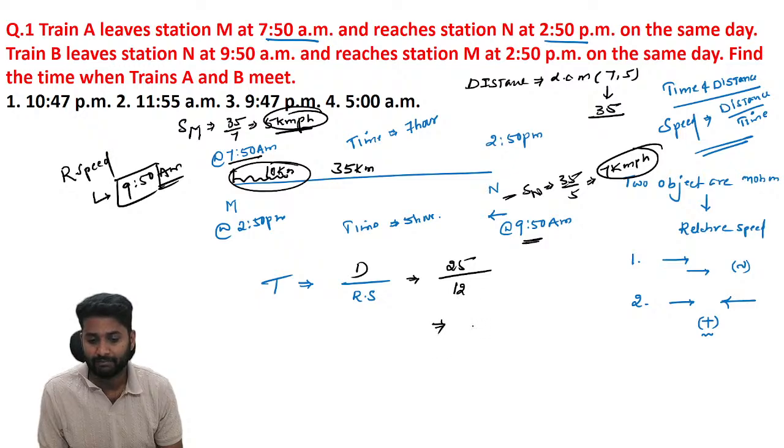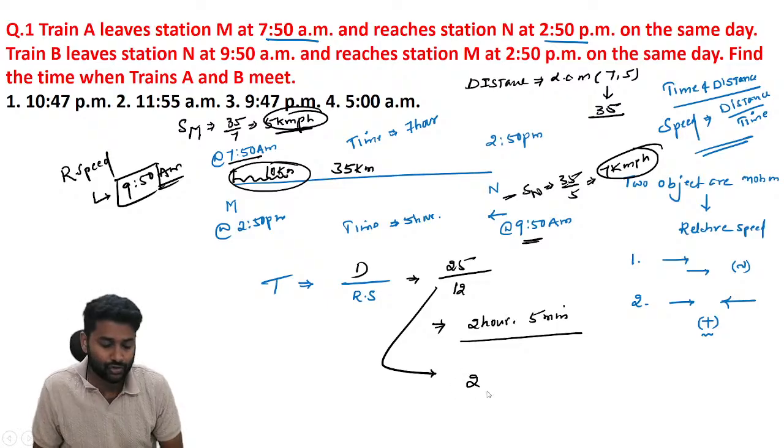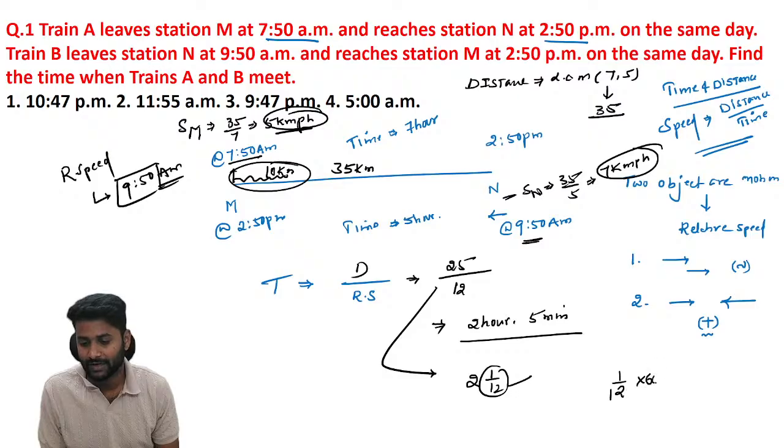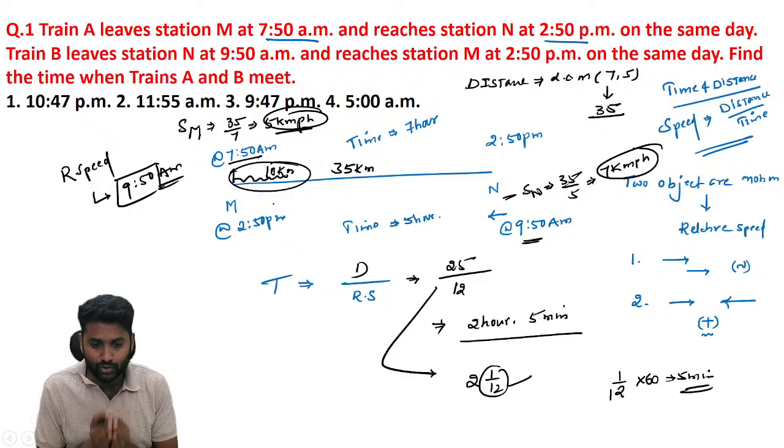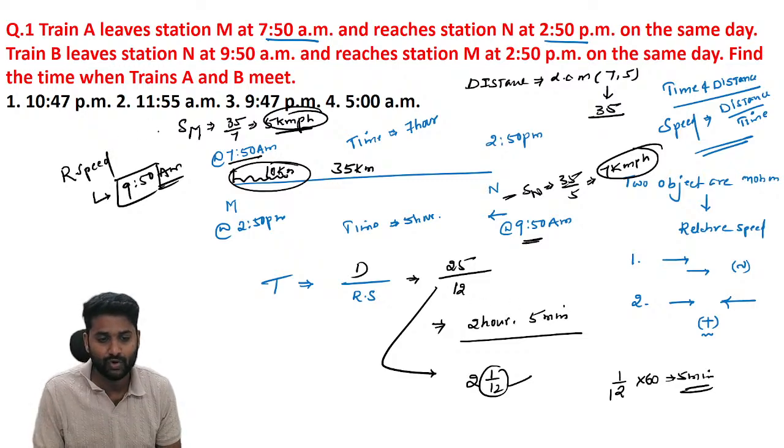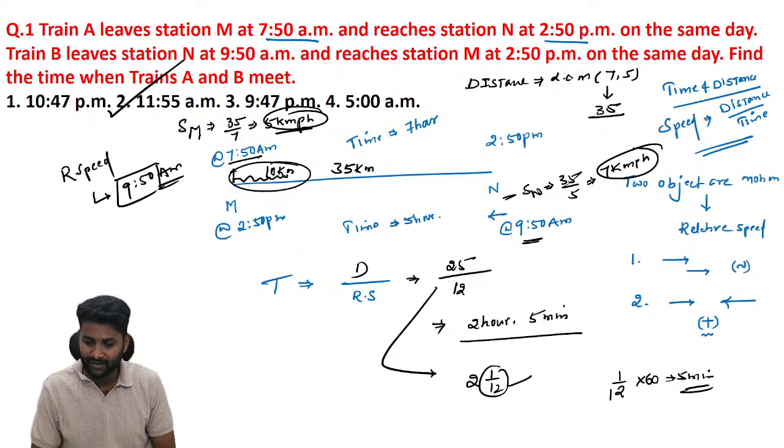For the 25 kilometers, it takes exactly 2 hours 5 minutes. How do you get 2 hours 5 minutes? 12 into 2 is 24, and the remainder is 1 by 12. 1/12 of an hour, that is 1/12 of 60 minutes, is equal to 5 minutes. It means after the relative speed starts, the two trains will meet exactly after 2 hours 5 minutes. After 2 hours 5 minutes from 9:50 means 11:55.